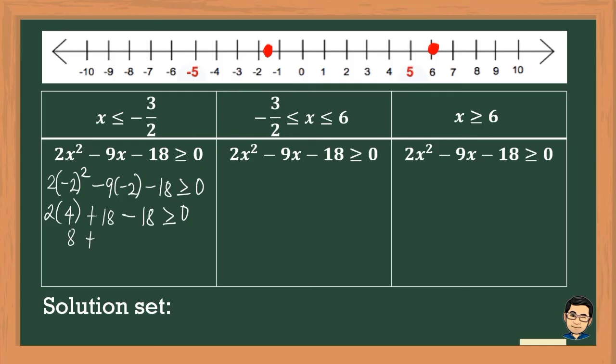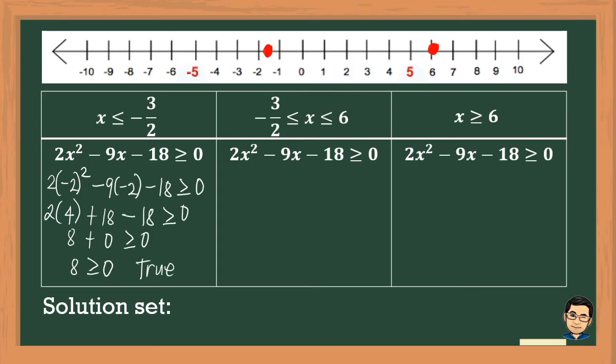Plus 18 minus 18, that is 0, is greater than or equal to 0. And then 8 plus 0, that is 8, is greater than or equal to 0. Is 8 greater than or equal to 0? Of course. So, true po dito ang isusulat natin.